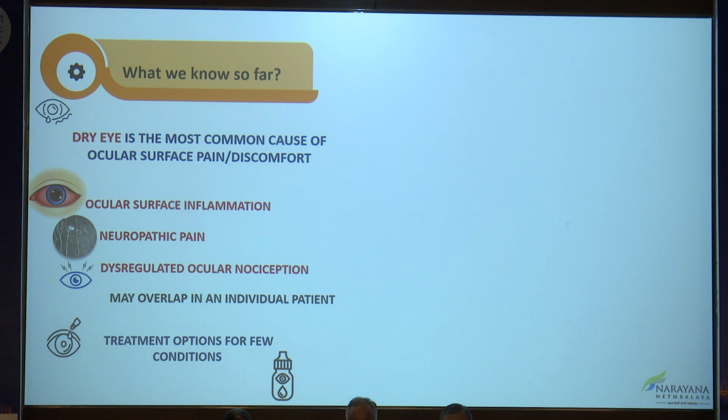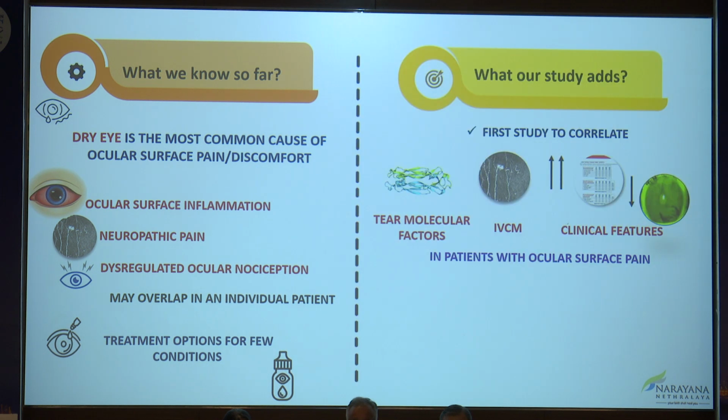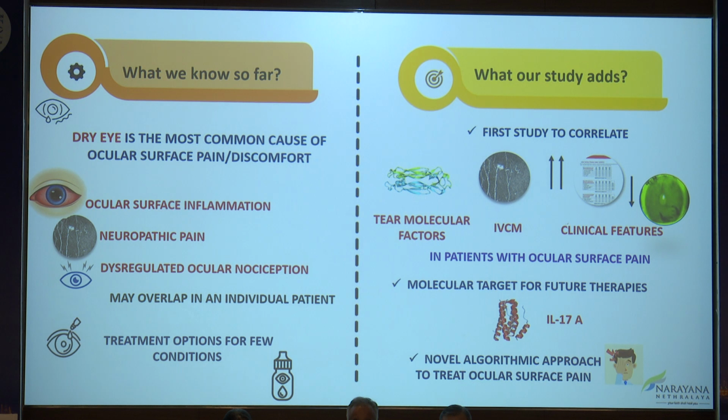What we know is all these features were previously studied, but they were studied in different cohorts, and we brought them all into one subject cohort. We also tried to give a molecular target for future therapies, which is interleukin-17A.